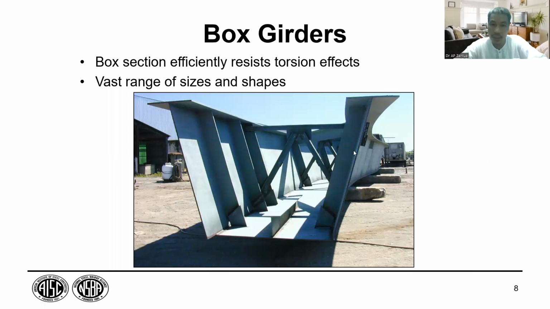Box girders. This is an example of box girder. There are several types of shape. This is a trapezoidal box girder. There are rectangular, square box girders. I already see rectangular, square, and trapezoidal, but I have yet to see a triangular. I don't think there is a triangular box girder. So this whole assembly is what we call box girder.